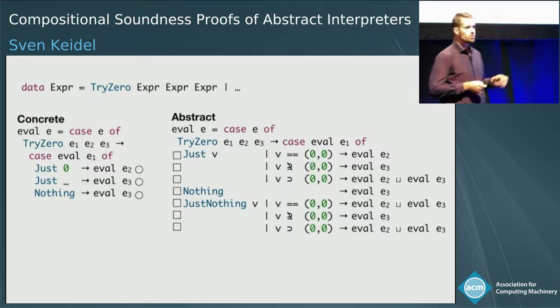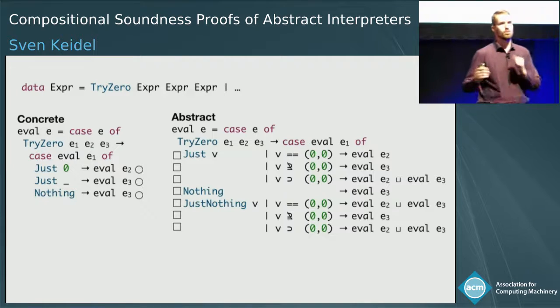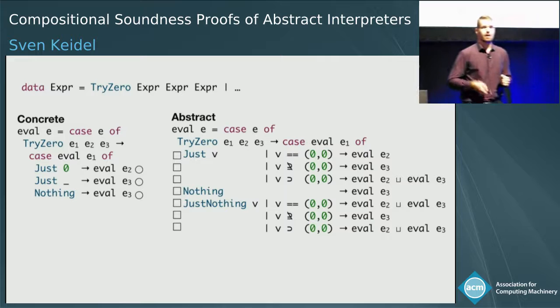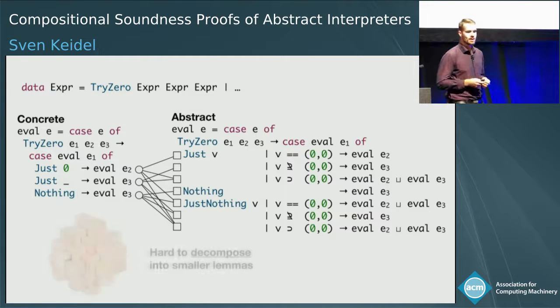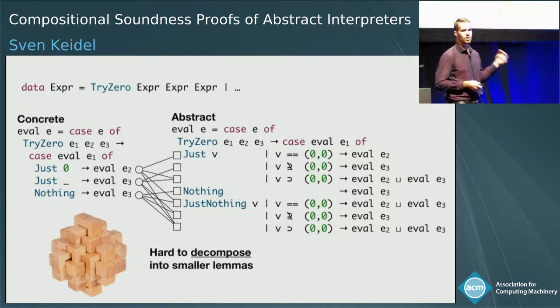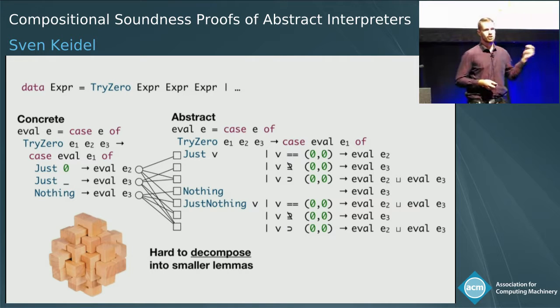Now again, in the soundness proof, we have to figure out how the cases of the abstract interpreter relate to cases of the concrete interpreter, and we end up with a relationship like this. And the problem with this kind of proof structure is that these proofs are really entangled, which means that it's really hard to decompose the soundness proof of try0 into smaller lemmas, which are easier to prove. And this is the exact problem that we tackle with our work.